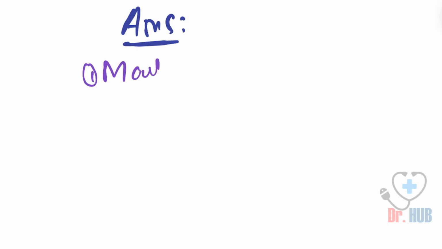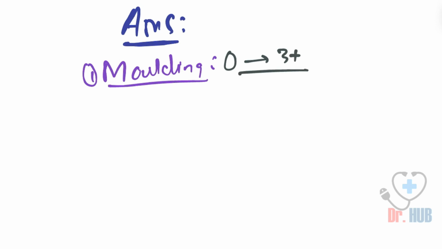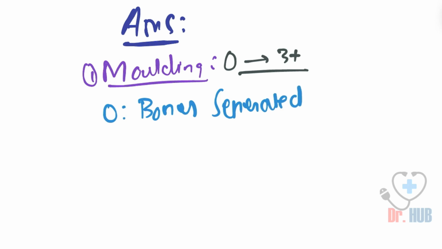So now, going back to answer our questions. The first question we asked was, what is molding? We need to know that there are different grades, that is 0, 1, 2, 3 plus. What does each indicate? Molding of 0 score indicates that the bones are separated and the sutures can be felt easily.